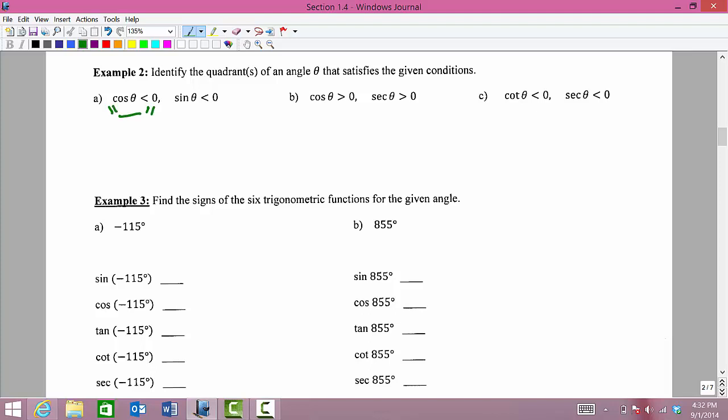So we are working in a quadrant where cosine is negative and also sine is negative. Well, cosine is positive, we know, in quadrant 4 and also positive in quadrant 1. So for cosine to be negative, we are either working in quadrant 2 or we are working in quadrant 3. So these are where cosine is negative.